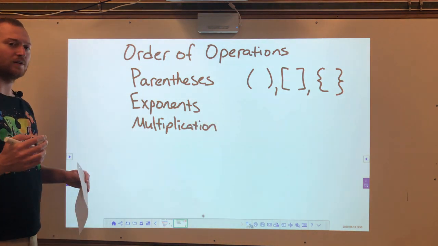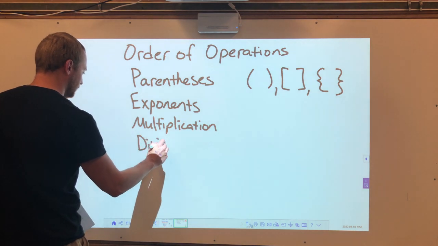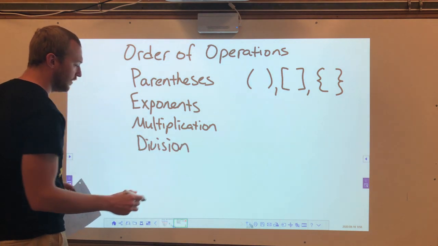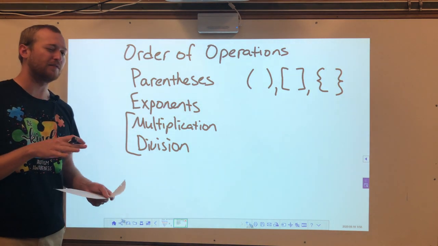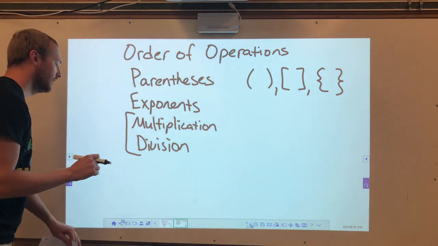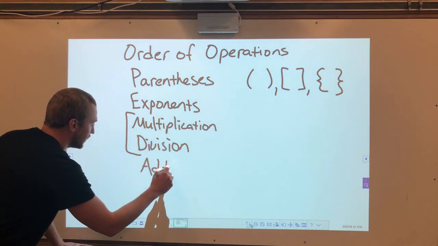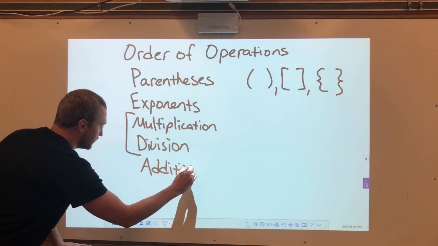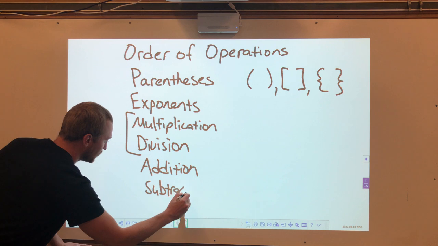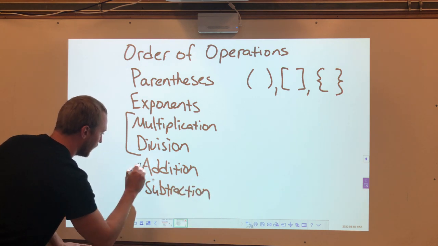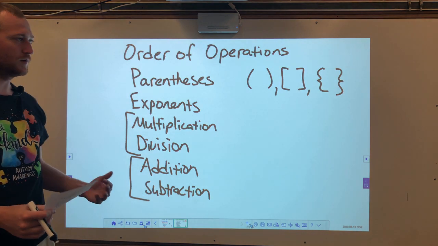And anytime we're thinking multiplication, you're usually thinking division as well. It's important you think about those two together because they're on the same level, and that'll make more sense in a second. After multiplication and division, we have addition and subtraction, and those are also on the same level. What do I mean by the same level?